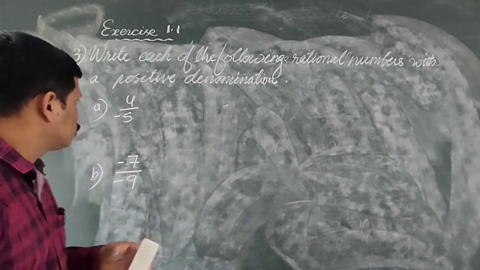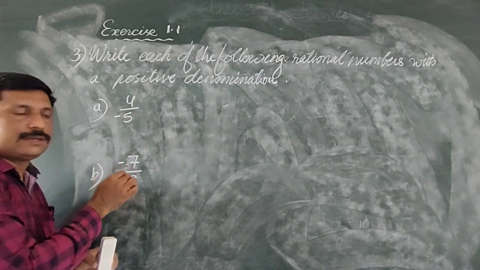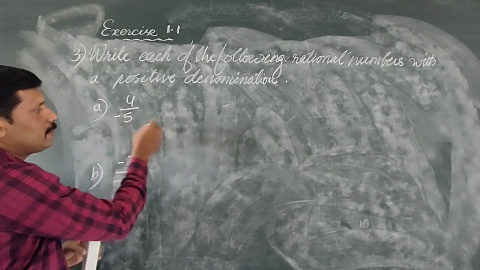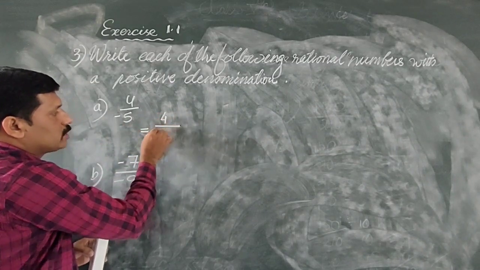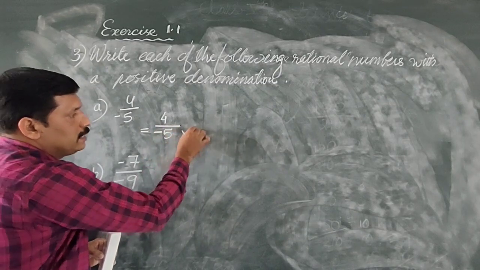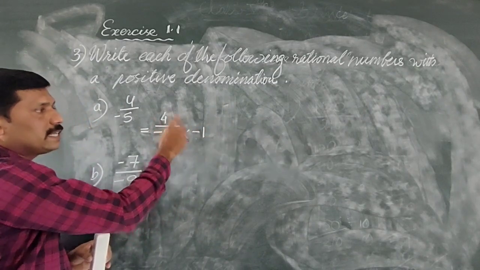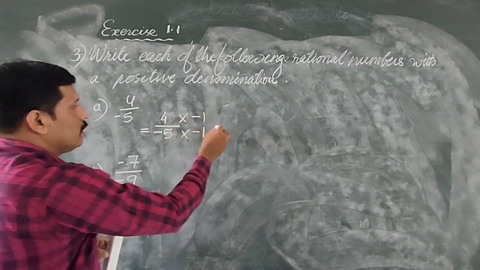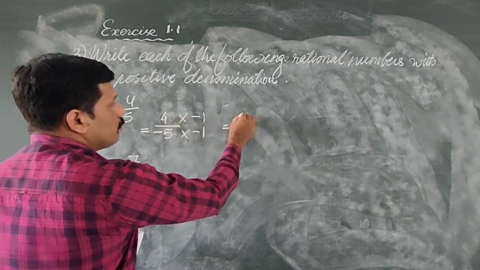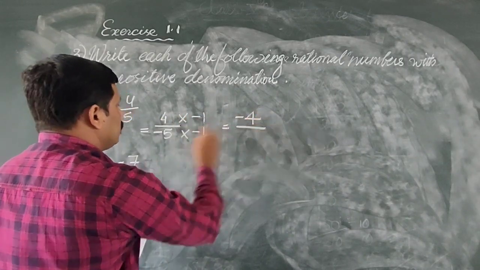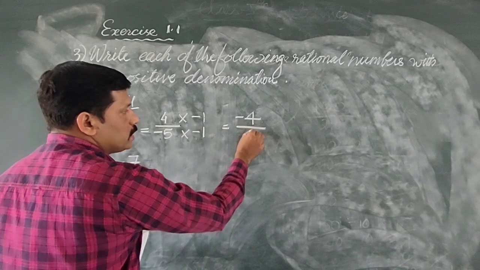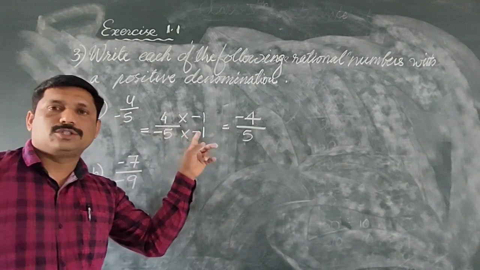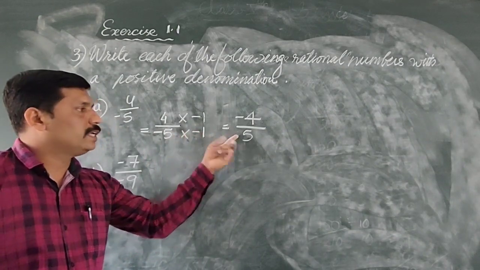So let us solve the first question. 4 upon negative 5. Here the denominator carries a negative symbol. So in order to avoid that negative sign, we have to multiply the denominator by negative 1. At the same time, we have to multiply the numerator also, otherwise the value will change. Therefore, when we multiply, 4 into negative 1 is equal to negative 4, and negative 5 into negative 1 is equal to positive 5. Negative and negative change into positive. If we multiply two negative numbers, the result is positive.